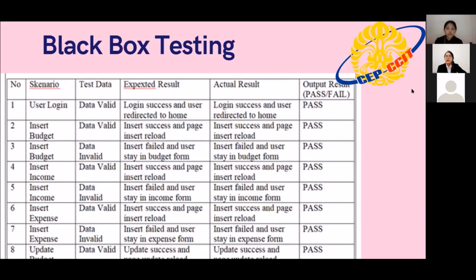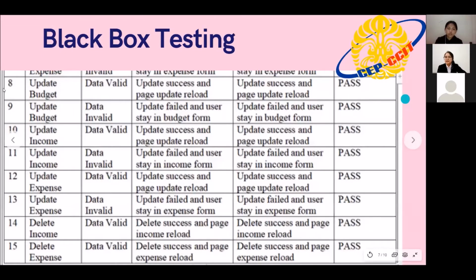And the fifth is insert income, but the test data is data invalid. The insert data failed and user stays in income form, and the actual result is the same as the expected, so the output result is pass. And the others, like insert expense, insert expense 2, but with different types of data. And next is delete income.